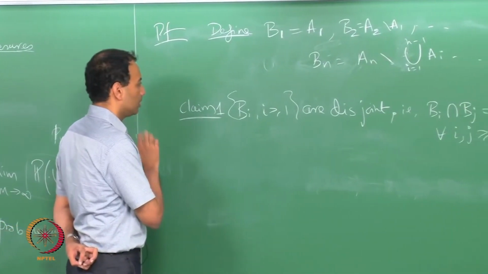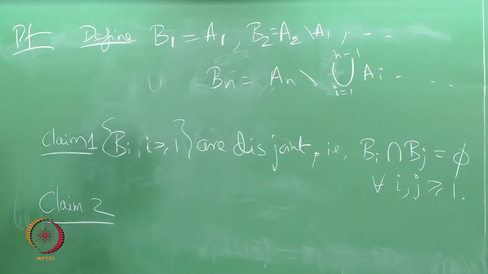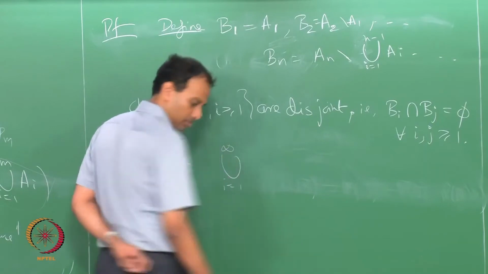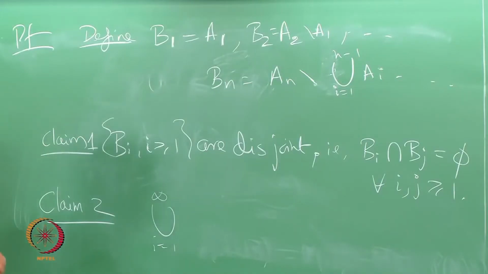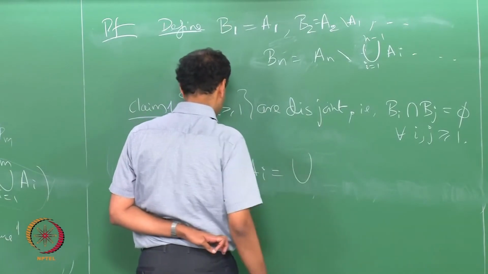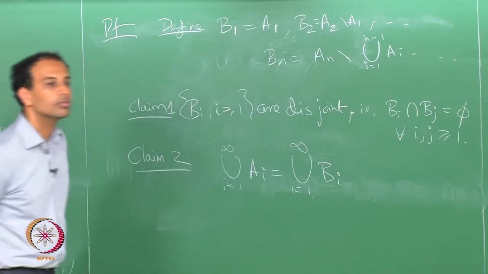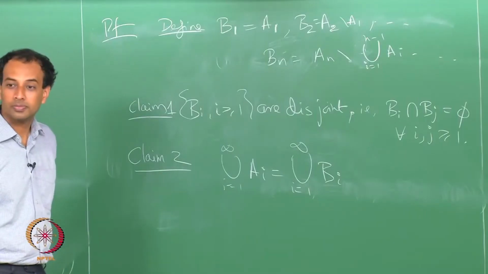The other claim is the following. I am claiming that the union i equals 1 to infinity of Ai equals the union i equals 1 to infinity of Bi. Okay. This also you will prove.